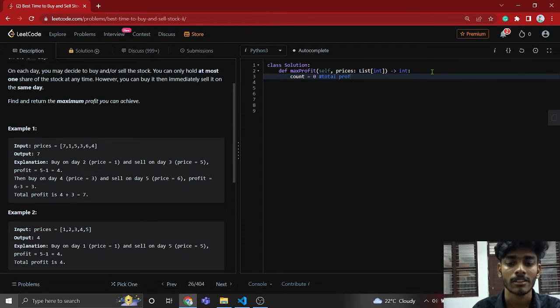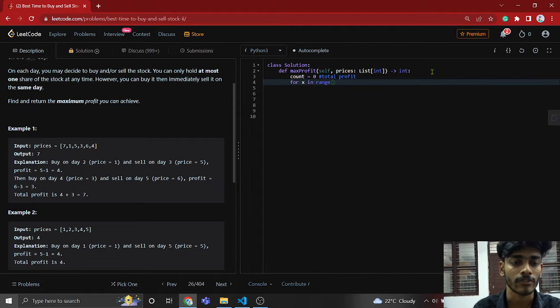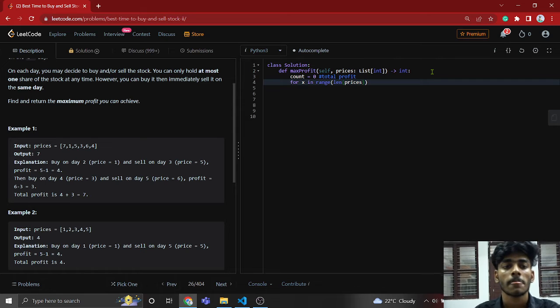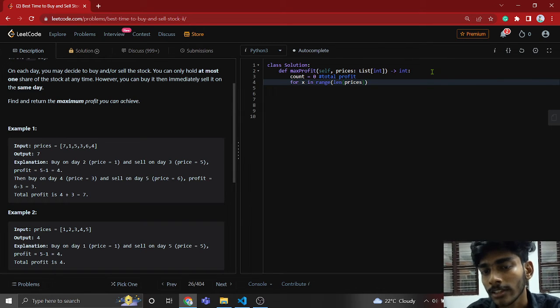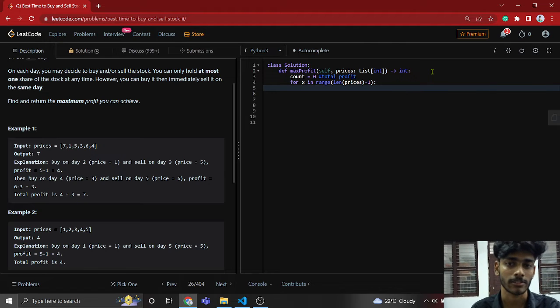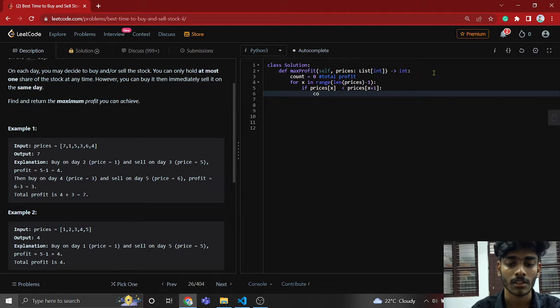Total profit. We iterate with two pointers, right? So for x in range, from where to where? We have to take the length of prices. If you take the length of prices, the second pointer will move out of the index, so you have to use minus 1 so that it stays in range. And here is the condition: if prices of x is less than prices of x plus 1, then we'll increment the count.